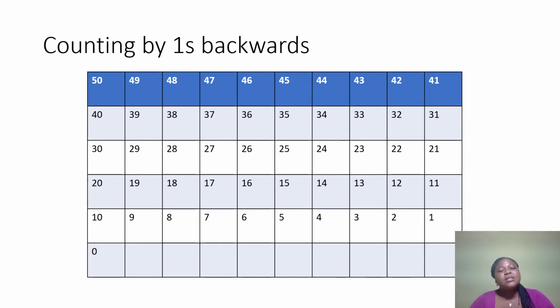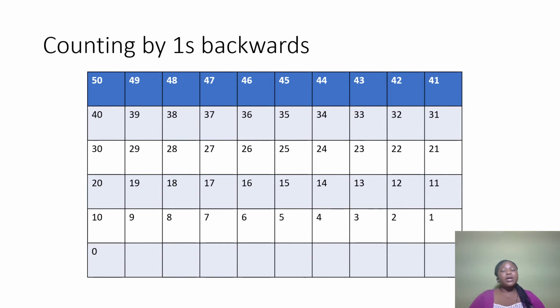Okay. Counting by ones backwards. This is a number chart showing us how to count by ones backwards. In our previous lesson, we started counting forward from 1, 2, 3, 4, up to 50. We started counting from 0 to 50. But with this, we are counting backwards.